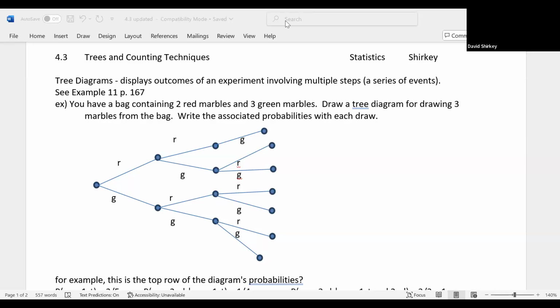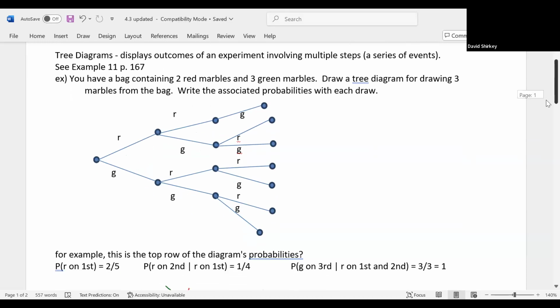So a tree diagram, let me just make sure I'm recording here. Yes. All right. A tree diagram displays outcomes of an experiment involving multiple steps, in other words, a series of events. Take a look at example 11 on page 167. So here's an example of using a tree diagram.